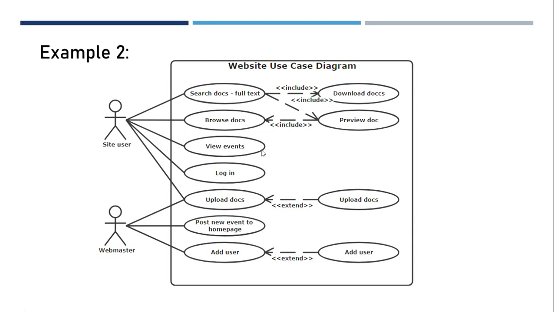These are the use cases that we have over here. The site user has functionality for searching docs, browsing docs, viewing events, login, and upload docs. So these are the 5 use cases associated with the site user. The search docs includes download docs. It also includes preview doc, and browse doc also includes the preview doc use case. That means these are the included use cases.